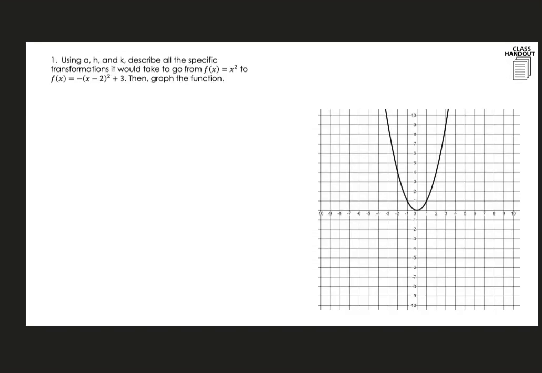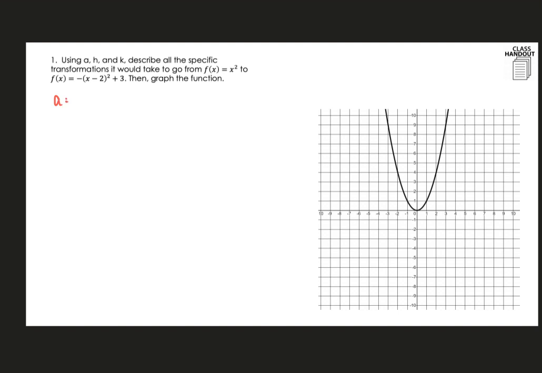All right, so let's look at our first example here. It says using a, h, and k, describe all the specific transformations it would take to go from f of x equals x squared to f of x equals negative (x minus 2) squared plus 3. Then we're going to graph the function. So first thing we're going to do is identify a, h, and k.